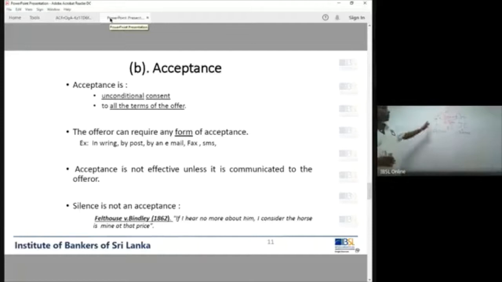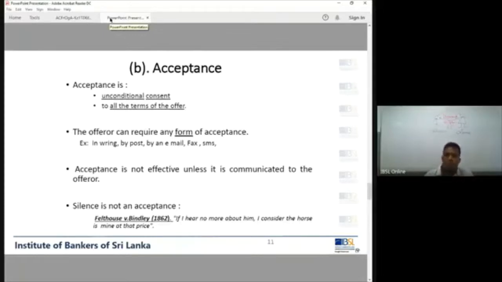So you can see the offeror makes the offer. When he is making the offer, he puts 1, 2, 3 conditions. That is a promise. Then the offeree has to accept all the conditions of the offer. Then, if it is so, it creates a valid acceptance. Then offer and acceptance create an agreement. That's how it works.